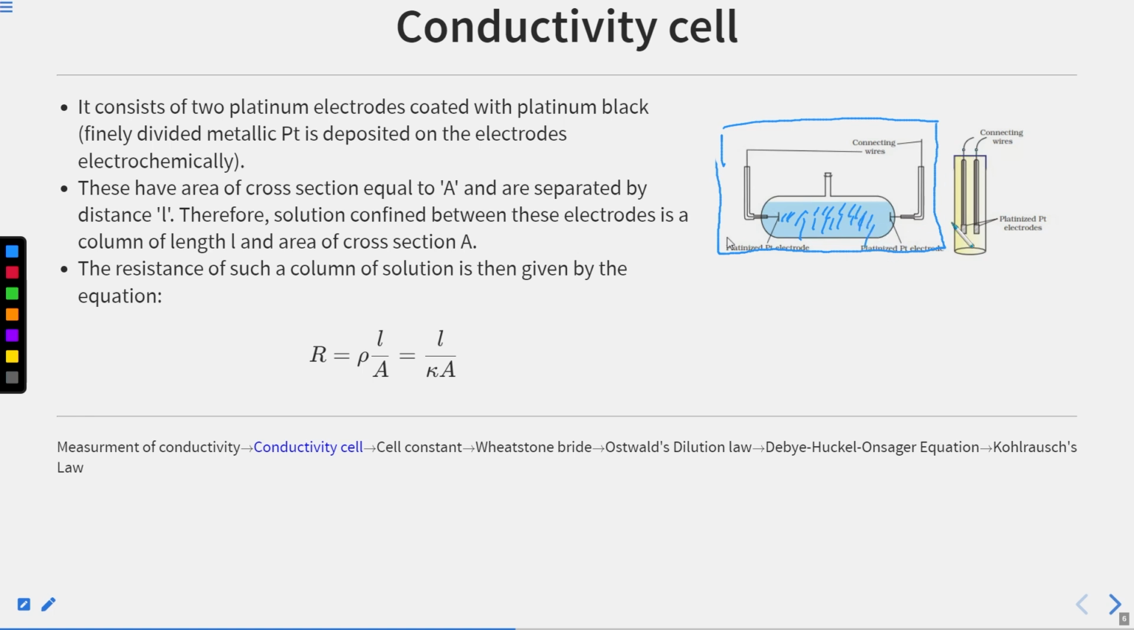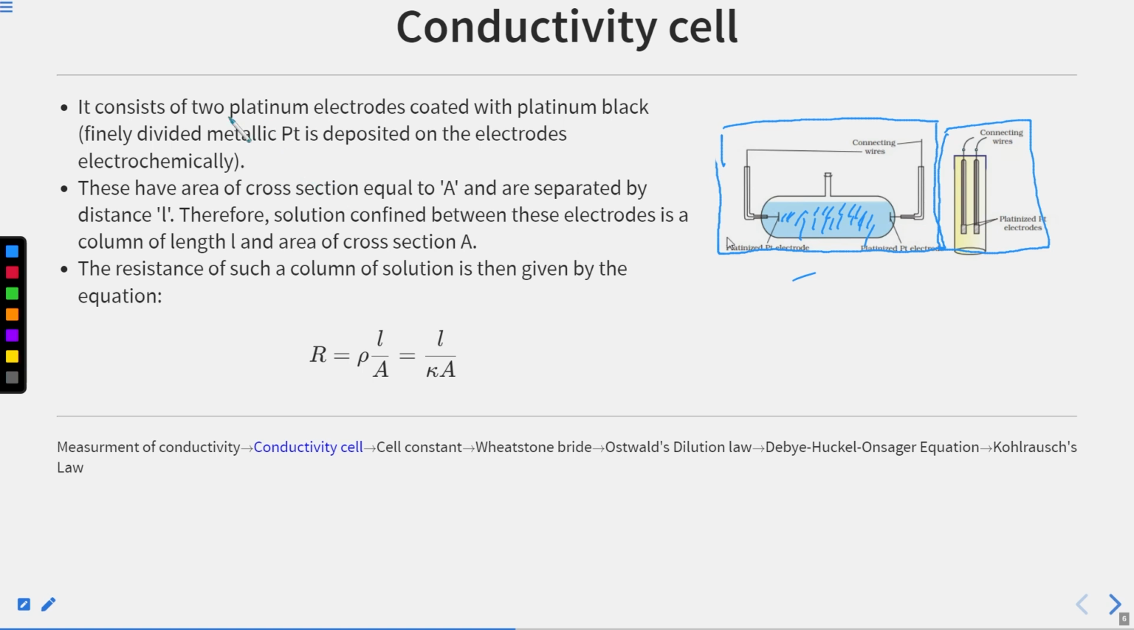Similarly, here I have another conductivity cell. These are the two commercial conductivity cells that are available in the market. They are of different structure, but they are used for the same purpose, that is, measuring conductivity. So we will put our solution here and just connect it with our Wheatstone bridge.